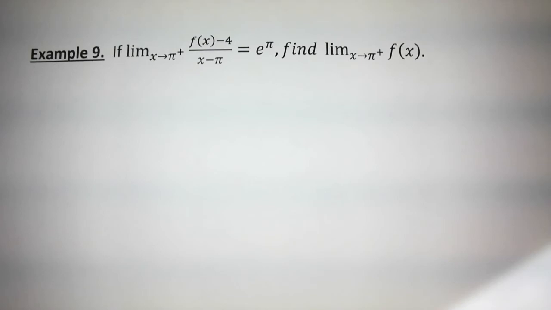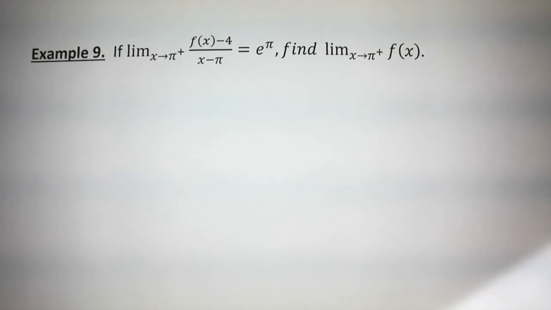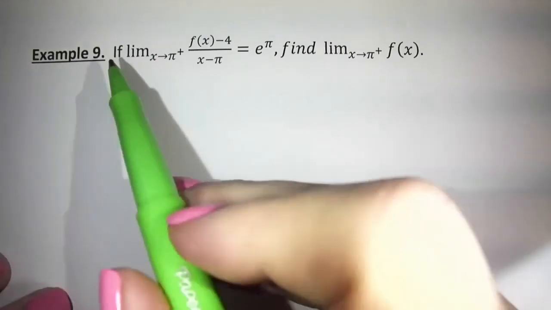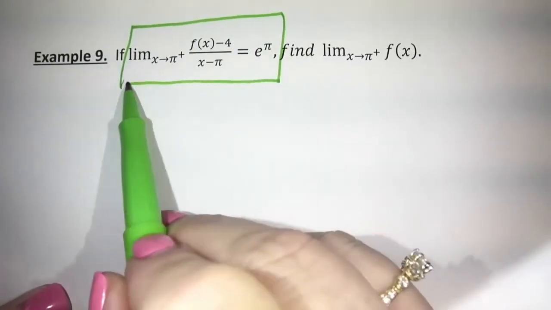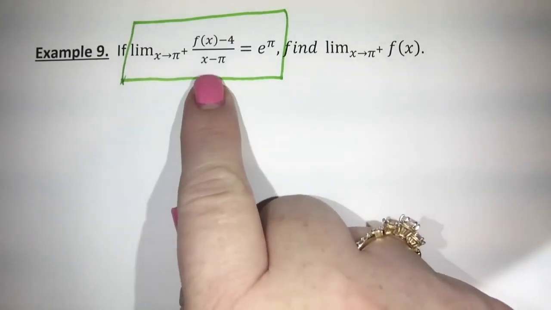Okay, that one is common on exams, and so is this last example here, example 9. We have the limit as x approaches pi from the right of f of x minus 4 over x minus pi is equal to e to the pi. So write this down and take a look at it. And notice that x approaches pi. So if x approaches pi, then the bottom is 0.